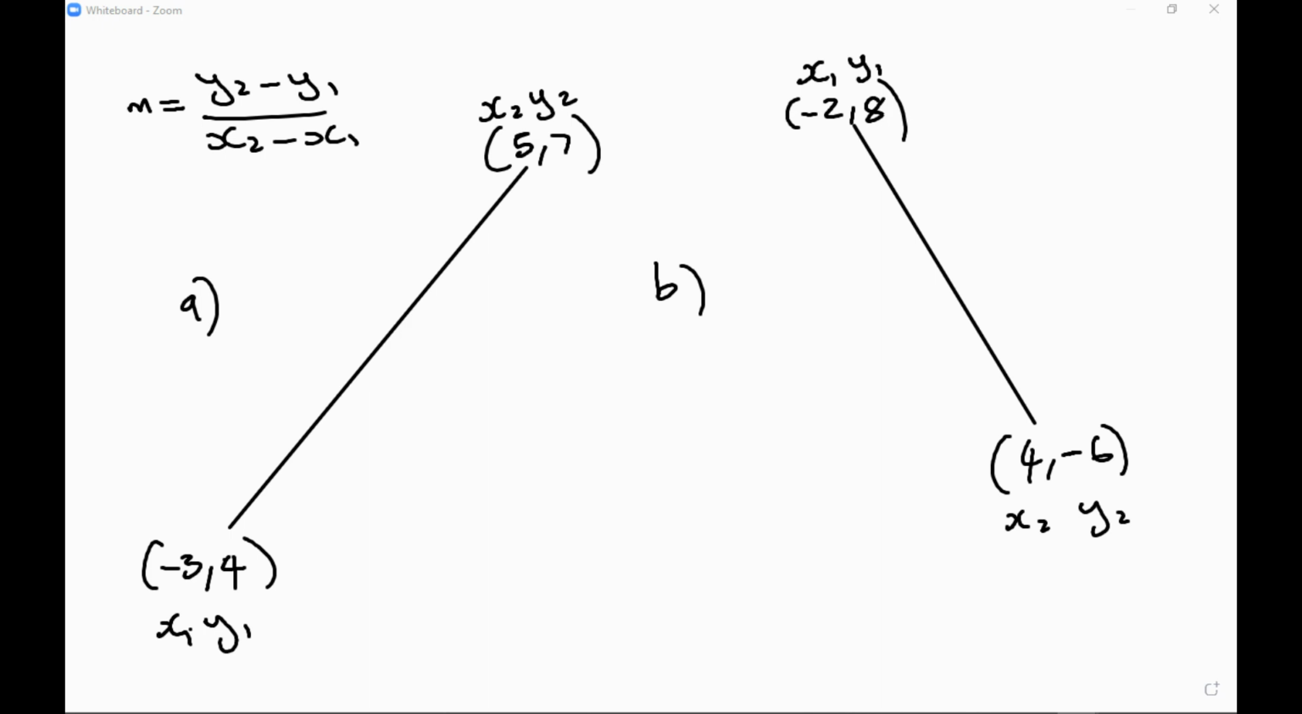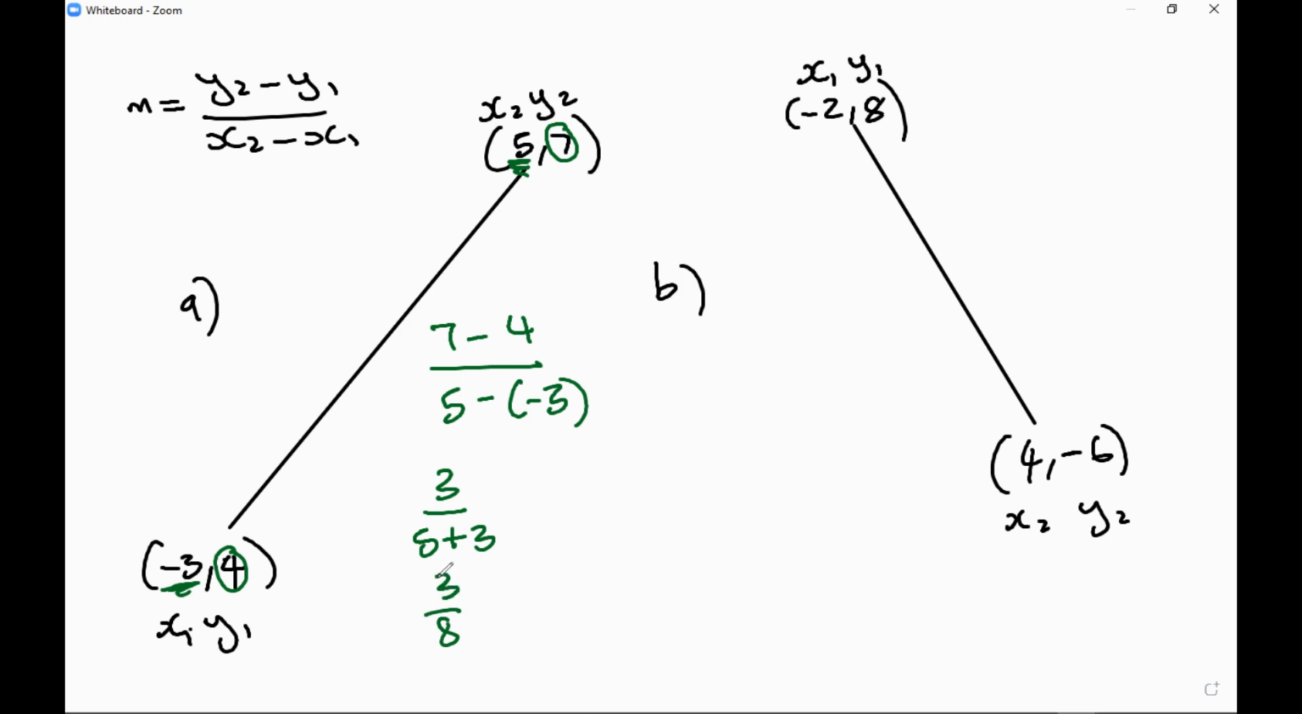All right, let's go through each of these now. So remember, y2 is going to be 7 for this one. That's this one there. Minus y1, which is 4. Then x2 is 5. Minus x1, here we have to be careful here, negatives and negatives, right? So negative, negative is a positive. So that's 3, and 5 plus 3. 7 minus 4 is 3, 5 plus 3 is 8. The first answer is going to be 3 over 8. Well done, I see some correct answers there. And that's your gradient.